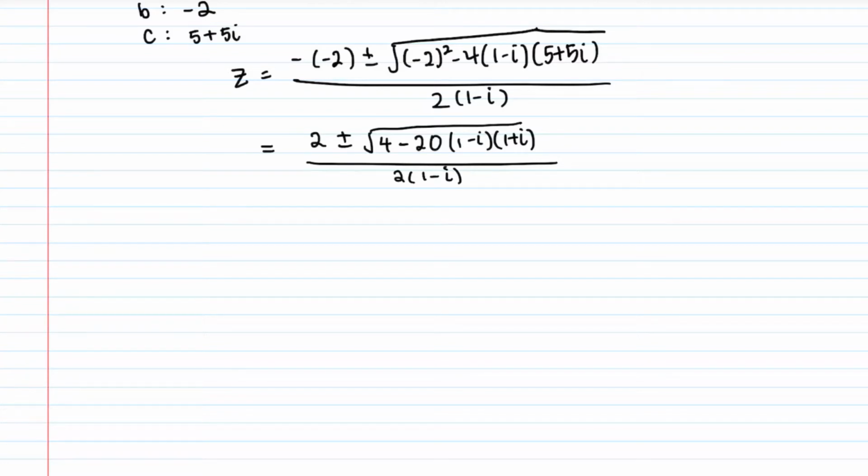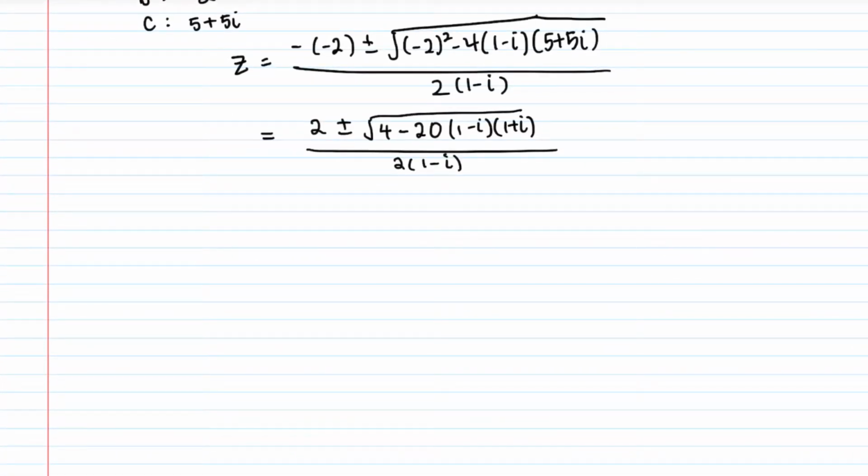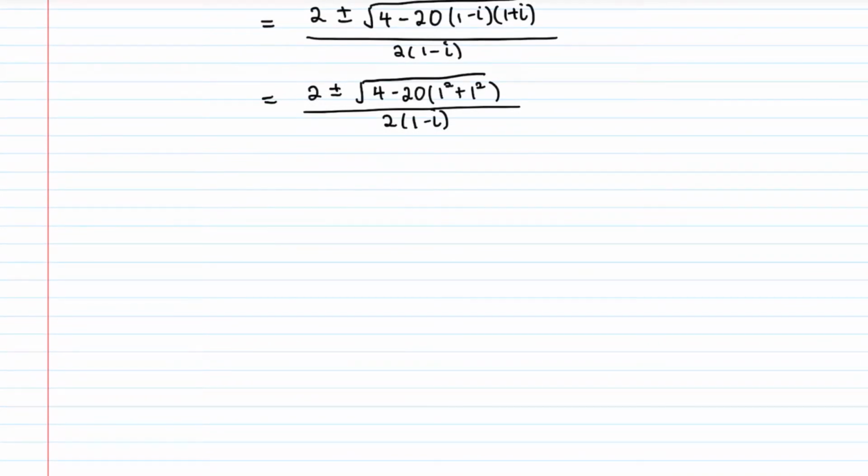So this is where we're at currently. From here, you can start to use a bit of your complex numbers identities that you have learned before. So 2 stays there, 2 plus minus square root of 4. And then this is where it gets interesting. This is basically like your normal expansion. 1 times 1, I'll just have 1 squared. And then after that, minus i times i will give you negative 1, so it will become a plus 1 squared. This is where you need to remember your complex numbers, what you have learned in your lecture series. And over 2(1 minus i). So now I just need to simplify everything.